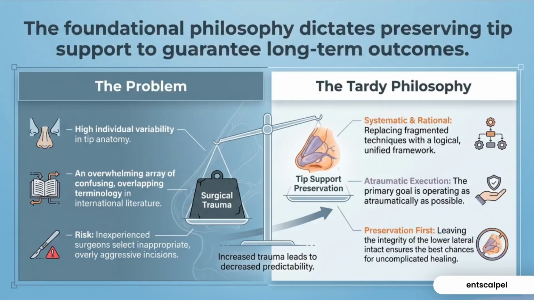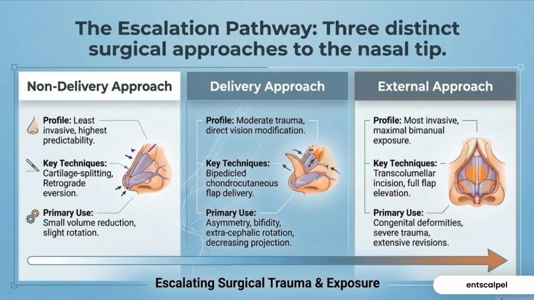Okay, so let's unpack this. The text breaks down the surgical approaches into a sliding scale of intervention, starting with the least invasive, which is the non-delivery approach. Right, the most conservative option. When I was reading the mechanics of this, the best analogy I could come up with is that it's like doing a full kitchen renovation on a house, but you are only allowed to pass your tools and materials through an open window. That is actually a perfect analogy.